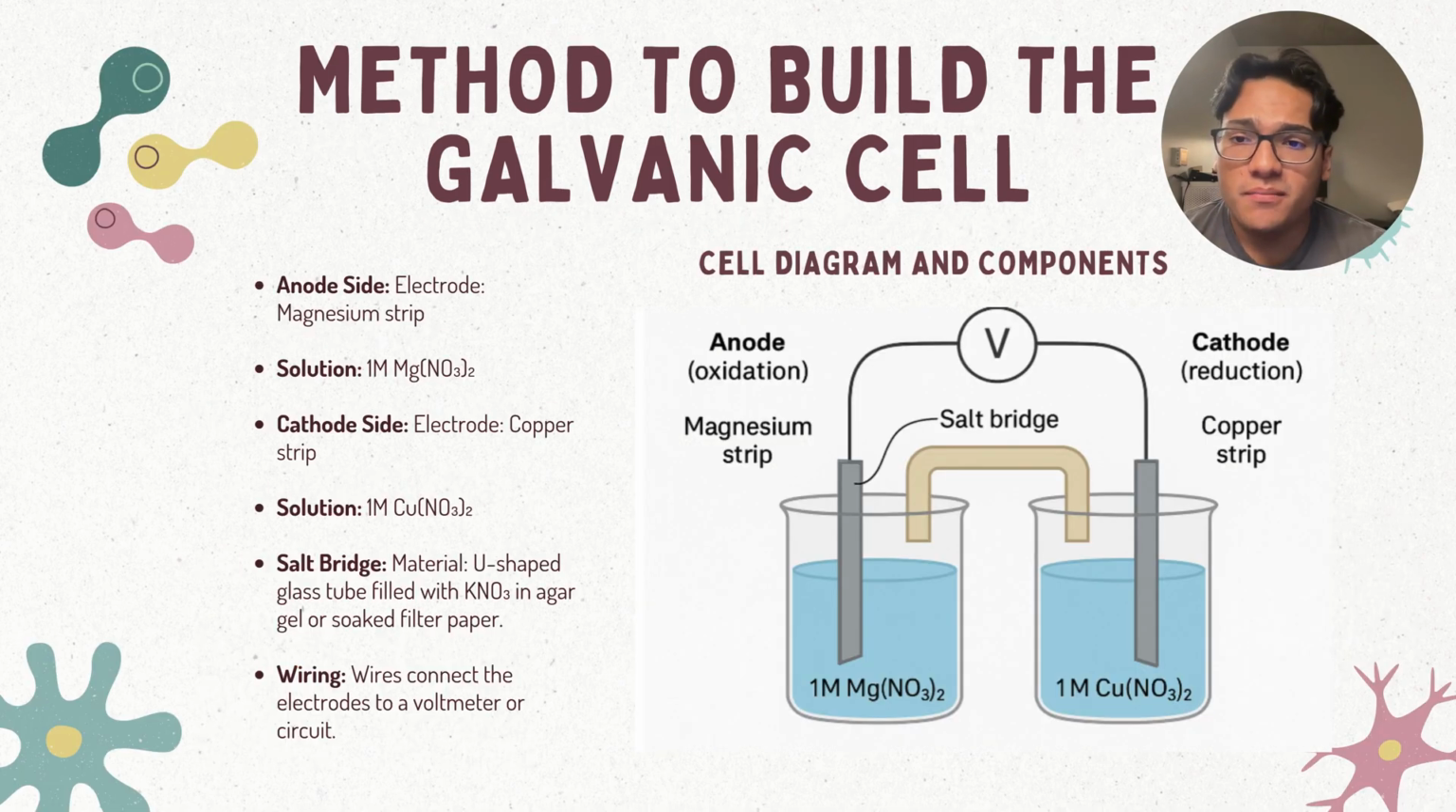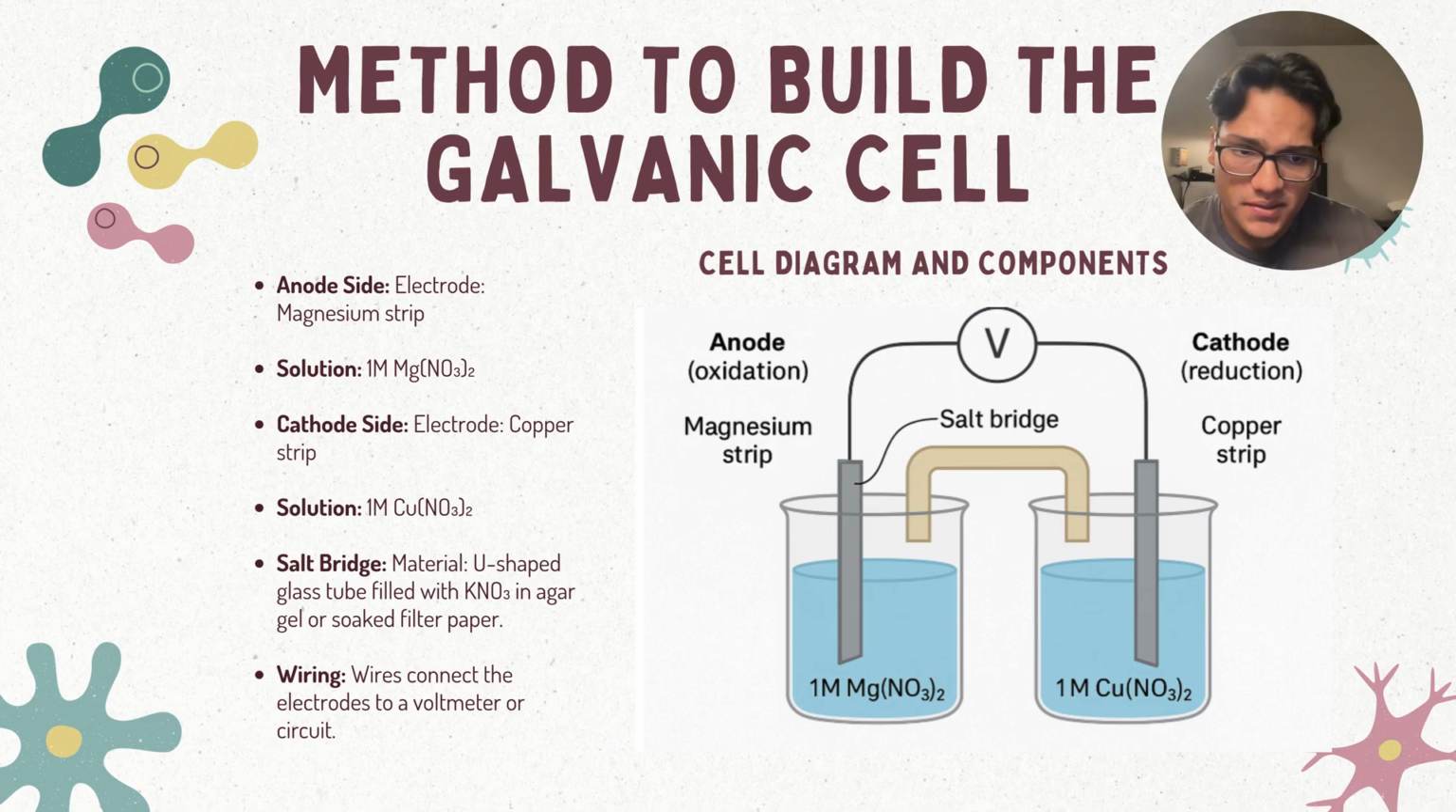This diagram shows the complete setup of our galvanic cell and the function of each part. On the anode side, on the left side, we used a magnesium strip placed in a solution of 1M magnesium nitrate. This is where oxidation happens, meaning magnesium atoms lose electrons. On the cathode side, on the right side, we used a copper strip in 1M copper nitrate, where reduction occurs. So copper ions gain electrons to form solid copper.